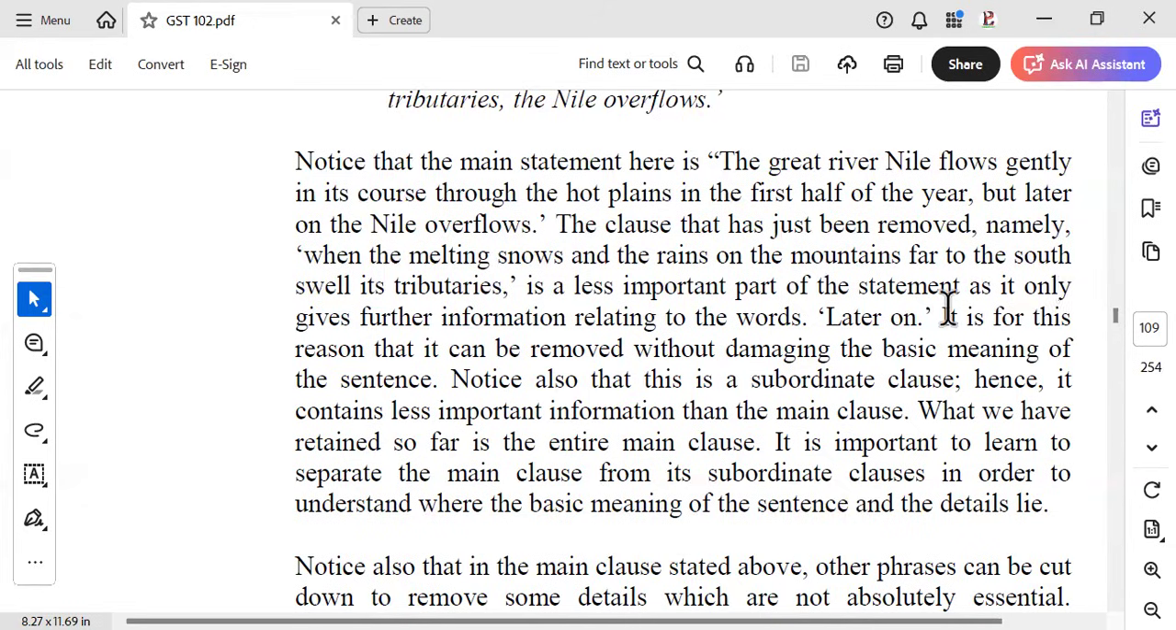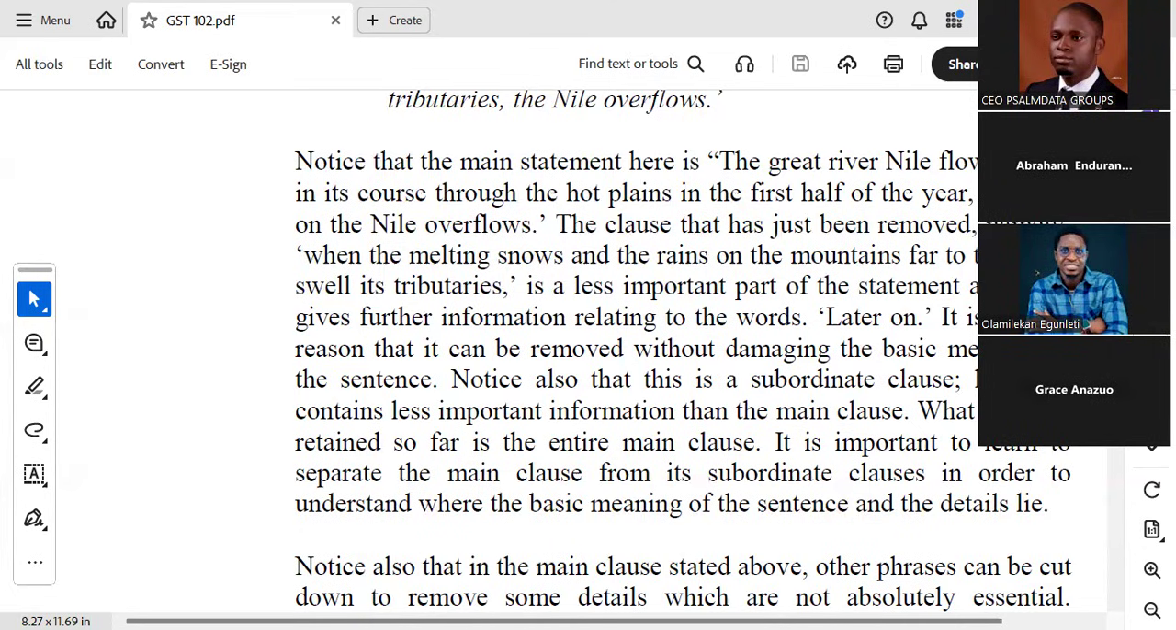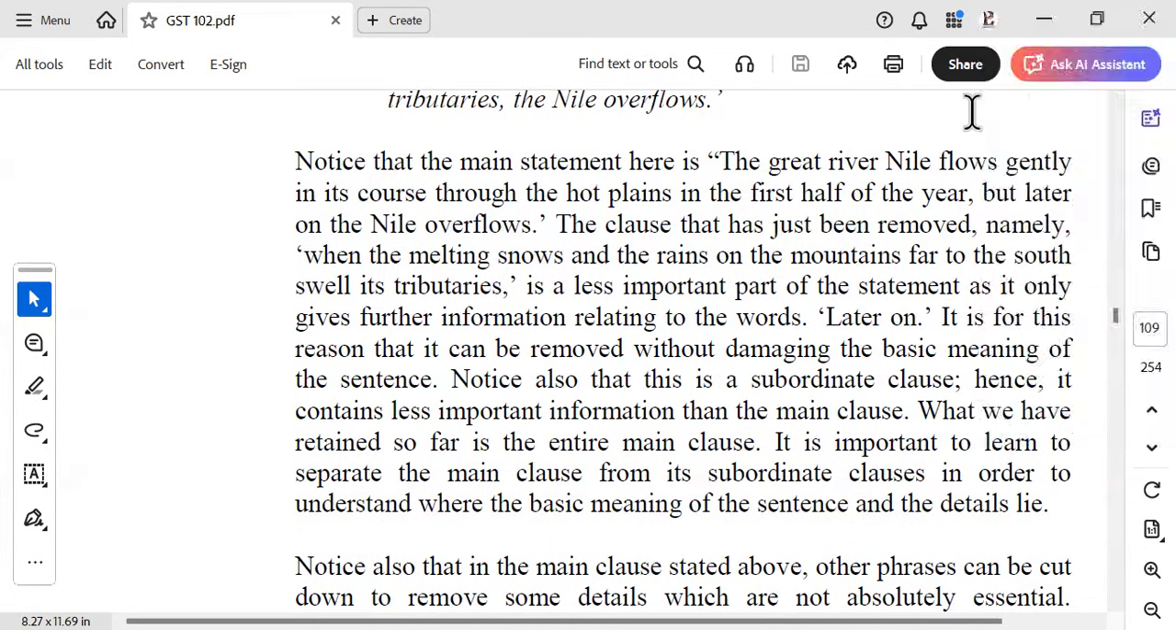Notice also that this is a subordinate clause. Don't forget that in English sentence structure, we have the main clause and the subordinate clause. So when you are removing redundancies from a sentence, you focus on the subordinate clause, not the main clause, because if you tamper with the main clause, the idea will be lost.